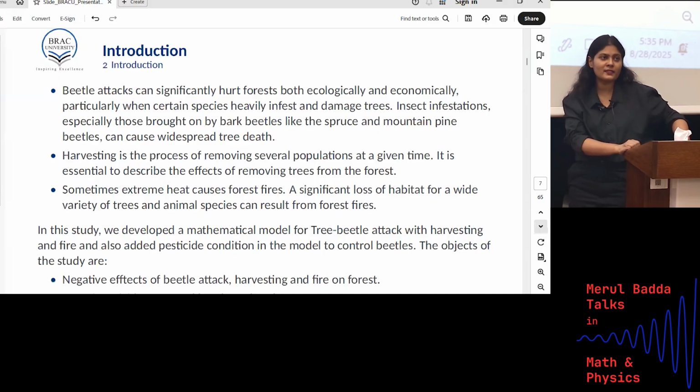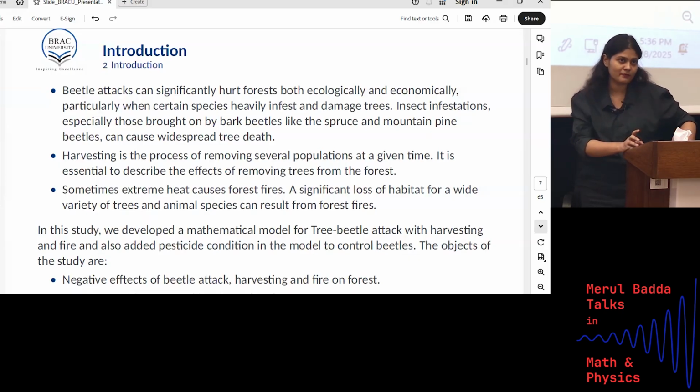So mainly the objective of our discussion is the negative effects of beetle attacks in our forest with two disruptions, which are harvesting and wildfire. And we also focused on pesticide use to control the beetle attack so that we can save our forest system.